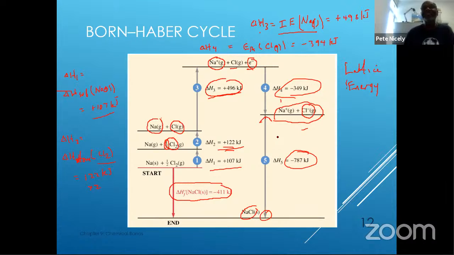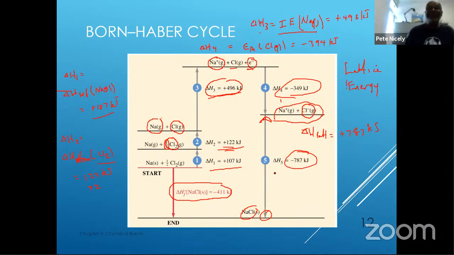Now, as I said before, the lattice energy would be for the reaction going in this direction. So in this case, delta H lattice would be equal to plus 787 kilojoules, right? But in this case here, we're looking at it going in the opposite direction like this. So basically, that's how you establish the quantitative relationship between these different terms.